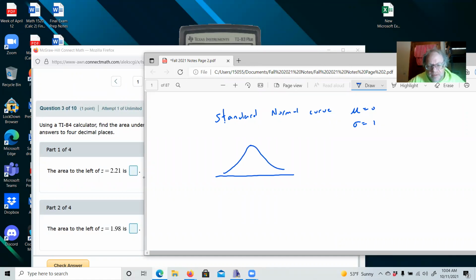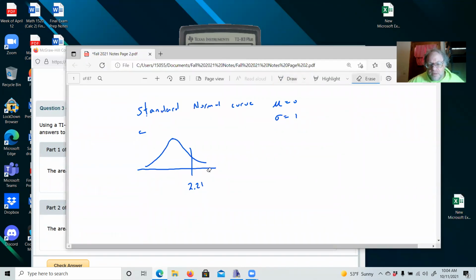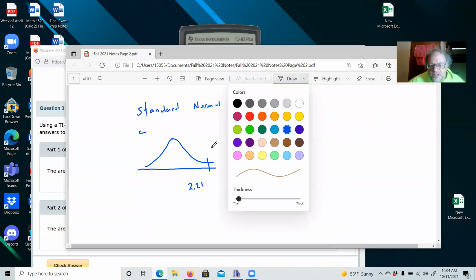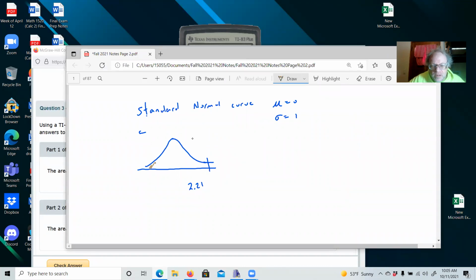And they want the area to the left, right? That's this way. To the left of here is 2.21. This is actually not quite there, and I'll explain that in a moment too. It's a bit further along. Okay, 2.21, and we want to the left of this. So what I'm trying to do is get all of this area here.